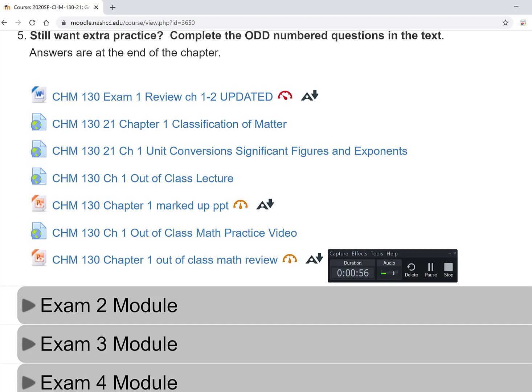So what I did is I recorded chapter 1 when we did classifications of matter the first night. Then the second one is going from unit conversions through significant figures. Then I did the out of class lecture because we missed class Monday night, and that actually finishes through balancing equations in the end of chapter 1.